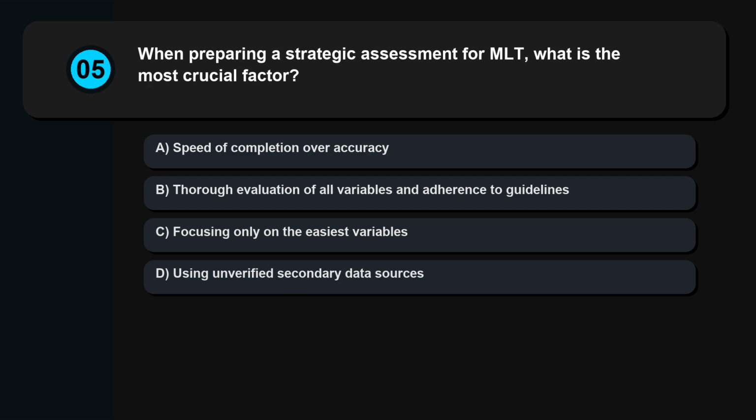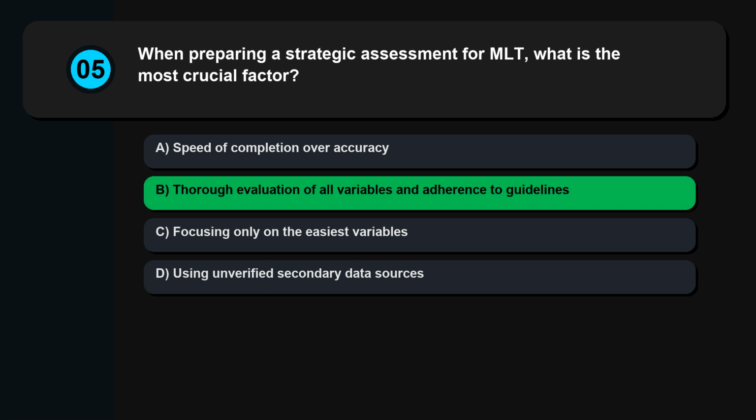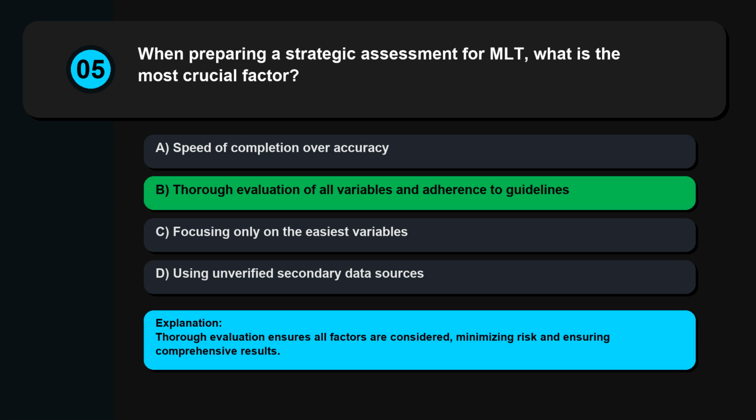Question 5. When preparing a strategic assessment for MLT, what is the most crucial factor? Speed of completion over accuracy, thorough evaluation of all variables and adherence to guidelines, focusing only on the easiest variables, using unverified secondary data sources. Thorough evaluation ensures all factors are considered, minimizing risk and ensuring comprehensive results.